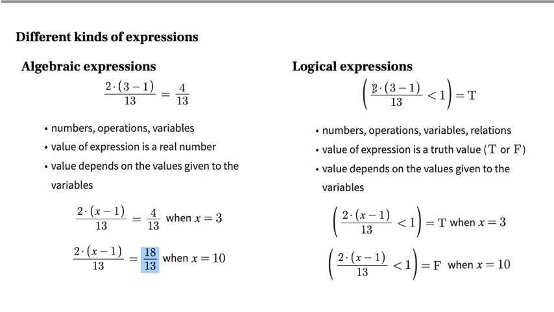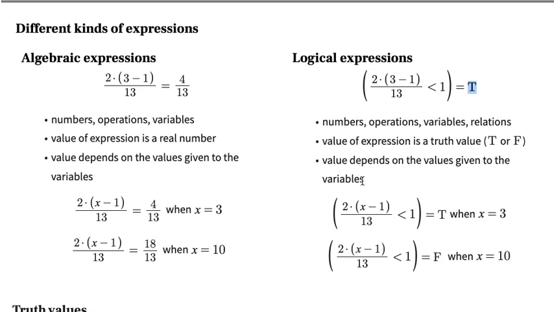So, for example, here we have a relation which says that 2 times 3 minus 1 divided by 13 is less than 1. And in this case, this is true because we know that the value of this algebraic expression is 4 divided by 13, which certainly is less than 1. So we then say that the value of this expression is true, and we write the value as T, capital T here. So the value of a logical expression is a truth value, either true T or false, capital F.